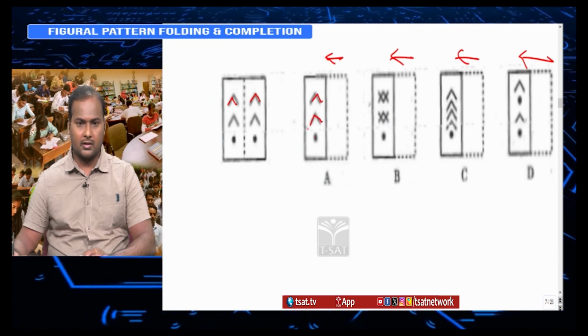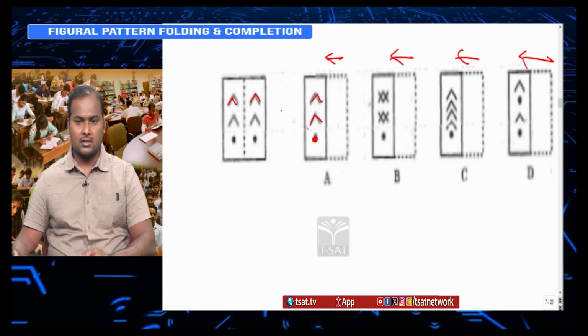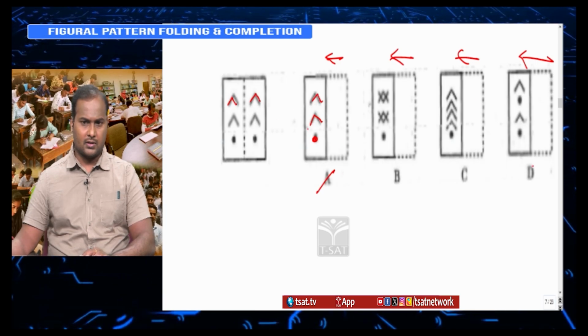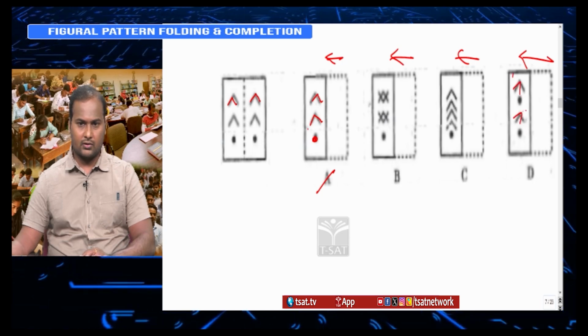Both are overlapping in the same. The dot is also overlapping in the same image. So your answer is directly option A. You see that option D. So here is one line, here is one line, which is not possible.